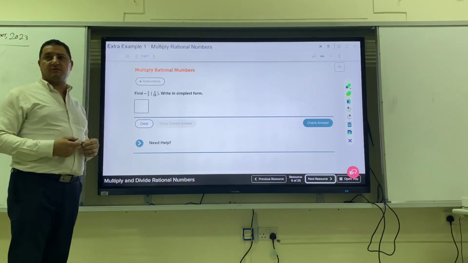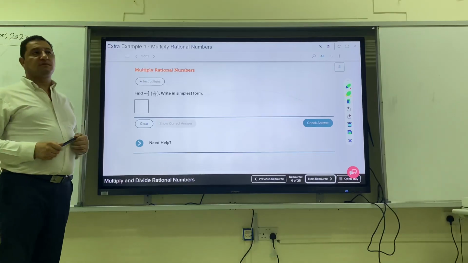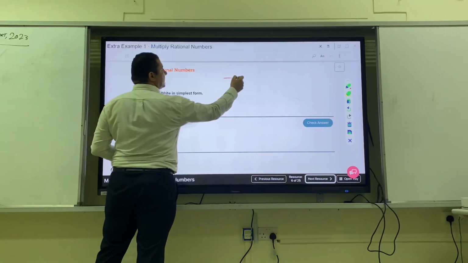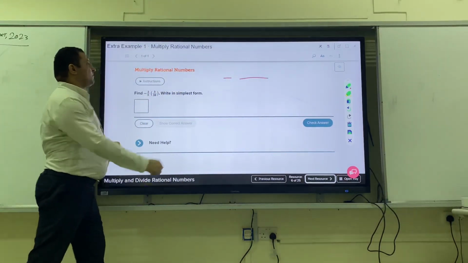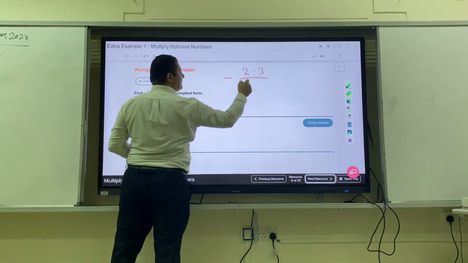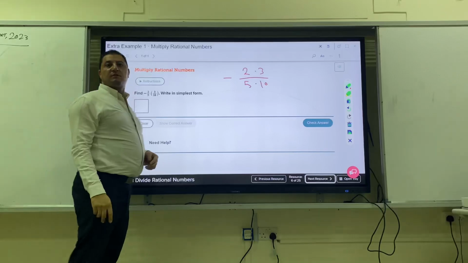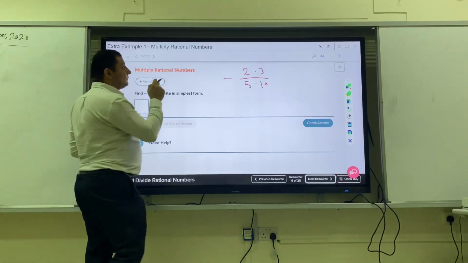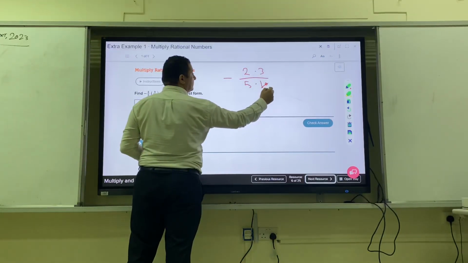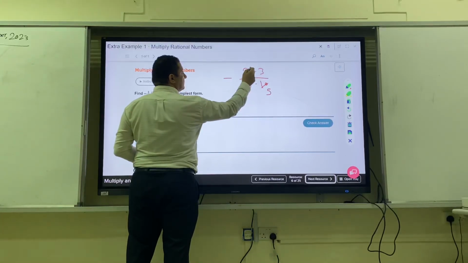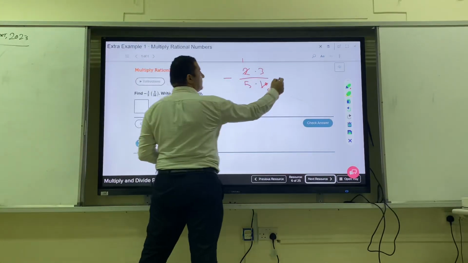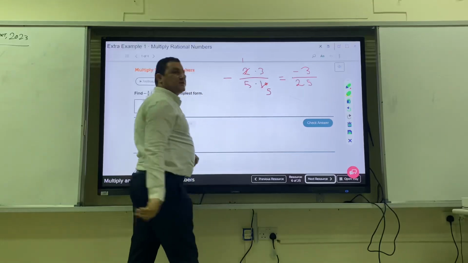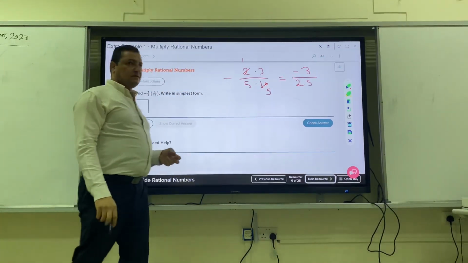Start with the signs first. How many negatives do we have? One. So the answer is negative. Negative what? 2 times 3 and 5 times 10. We have 2 and 2, so instead I have to find how many 2s are in 10. 5. And the 2 becomes 1. Simplify. 1 times 3 is 3, over 25. So 3 over 25. Nothing else? Look at that.